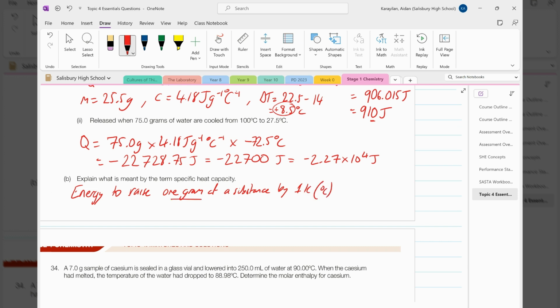Now, this is the important bit. The specific heat capacity is per gram. The molar heat capacity would be per 1 mole. Okay, so I'll pause this here and I'll do the next question in the next part.